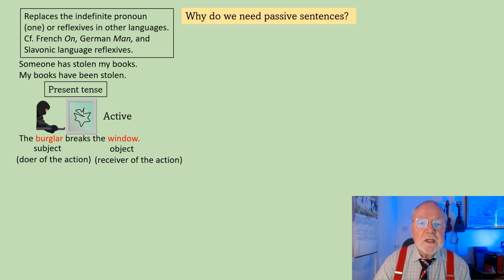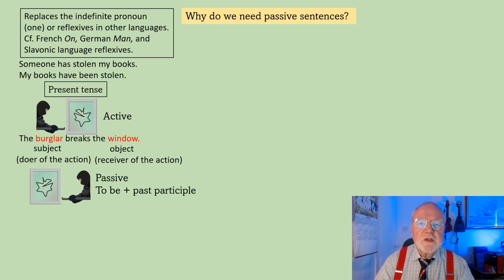Now this is important later for when you identify the parts of an active sentence which you want to make into a passive one. We can make this sentence passive by using the verb to be plus a past participle. And the new sentence looks like this. The window is broken by the burglar.